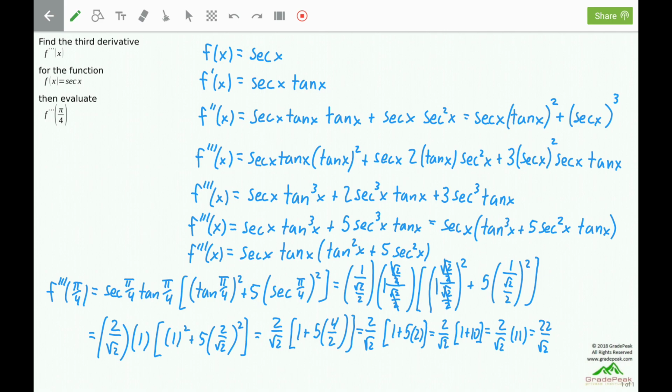Now we will want to rationalize this because it will simplify when you do rationalize it. So we will multiply by root 2 over root 2. And this is going to give us 22 root 2 over root 2 times root 2, which is 2. Because the 22 can be divided by the 2 and become 11. So overall we're going to end up with 11 root 2.